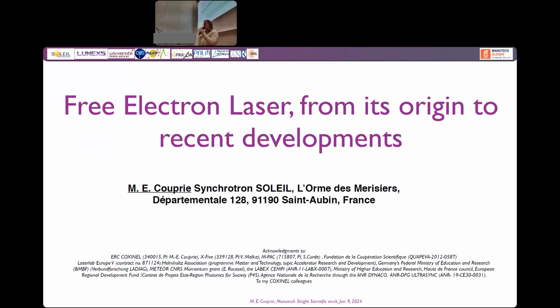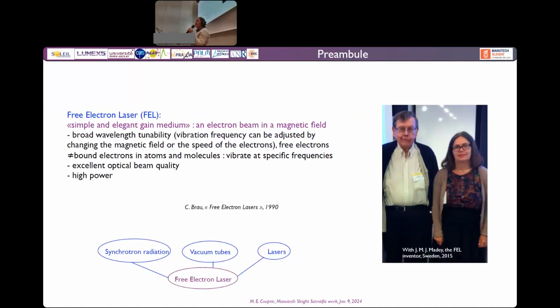And I will report about free electron laser from its origin to recent developments. So I like to introduce free electron laser using the words of Charlie Brau, who wrote the first book on free electron laser. And he said that it uses a simple and elegant gain medium, which consists of an electron beam in a magnetic field. So this is indeed a very simple device from that point of view.